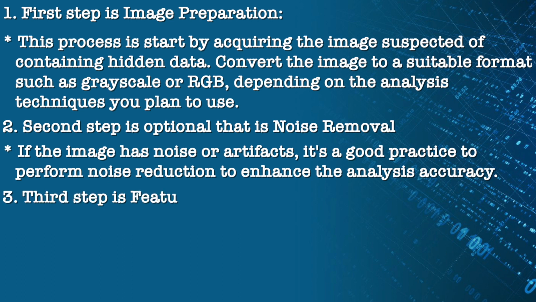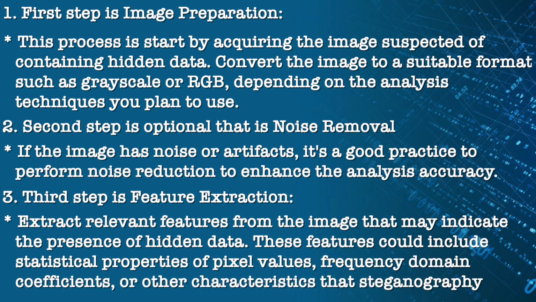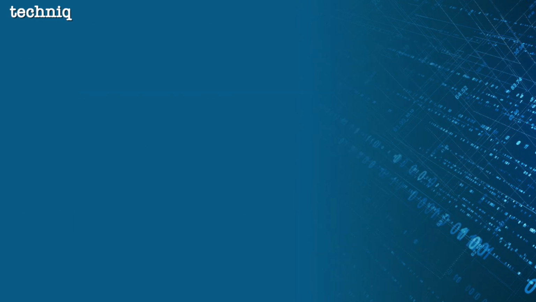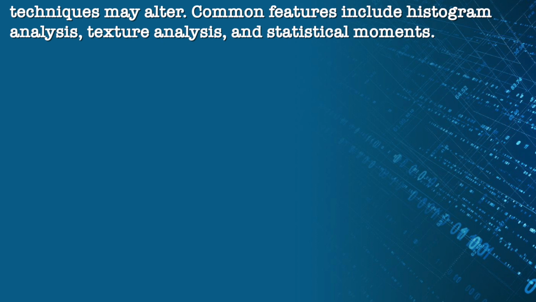The third step is feature extraction. Extract the relevant features from the image that may indicate the presence of hidden data. These features could include statistical properties of pixel values, frequency domain coefficients, or other characteristics that steganography techniques may alter. Common features include histogram analysis, texture analysis, and statistical moments.